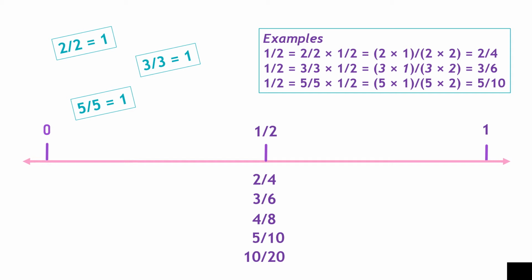Let's multiply 1/2 by 5/5. 1/2 times 5/5 equals 5/10. But look at 5/10 on the number line. It is another way of writing 1/2. It means that we've divided a unit into 10 equal parts, and we have 5 of them. 5/10 is equivalent to 1/2.